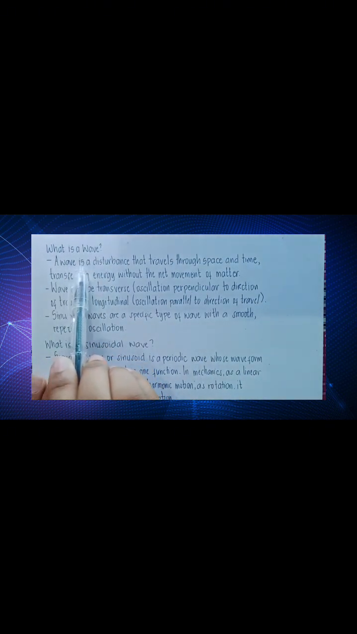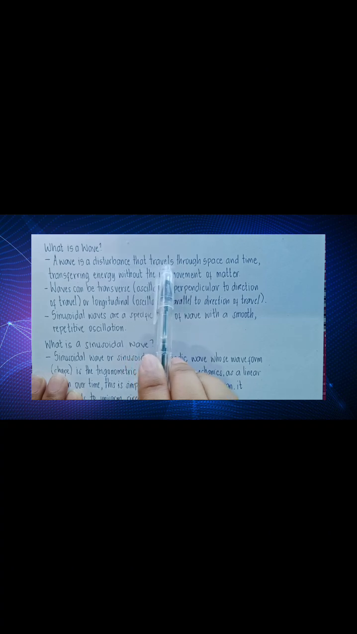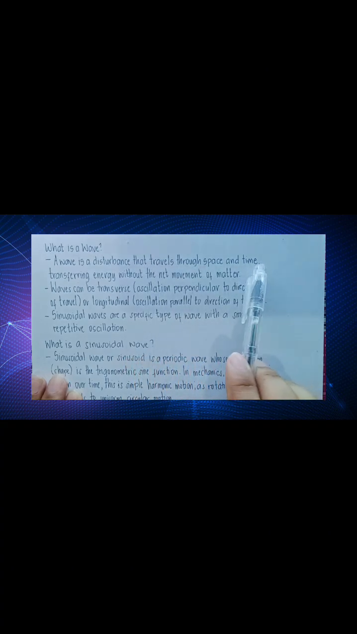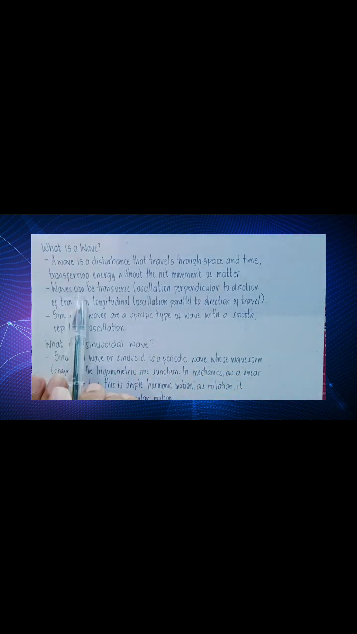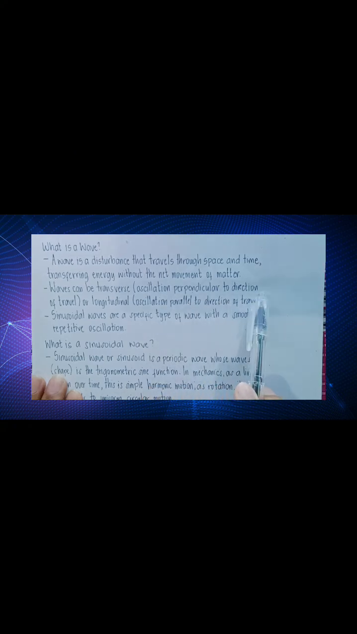A wave is a disturbance that travels through space and time, transferring energy without the net movement of matter. Waves can be transverse, oscillation perpendicular to the direction of travel, or longitudinal, oscillation parallel to the direction of travel. Sinusoidal waves are a specific type of wave with a smooth, repetitive oscillation.